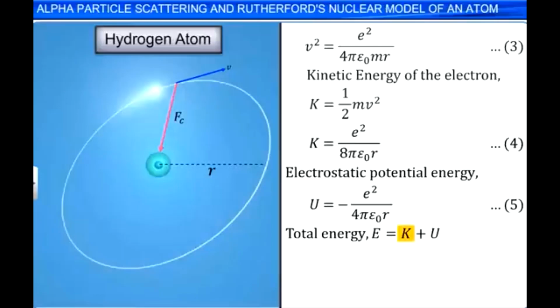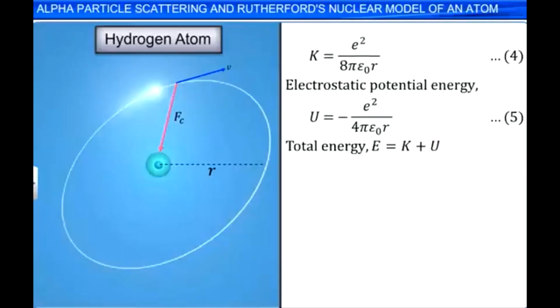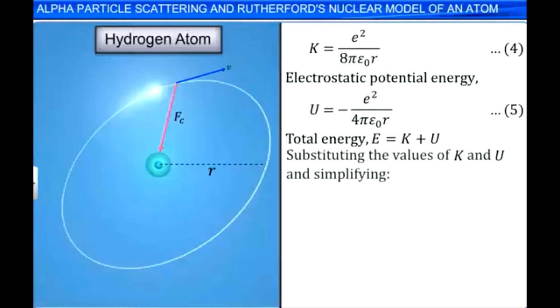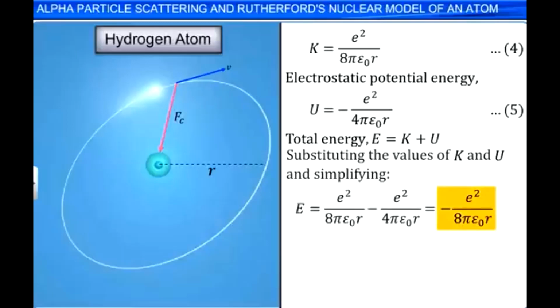By substituting the expressions for K and U and simplifying, we get E is equal to minus e square by 8 pi epsilon naught r. So, the total energy of the electron is negative. This implies that the electron is bounded to the nucleus.